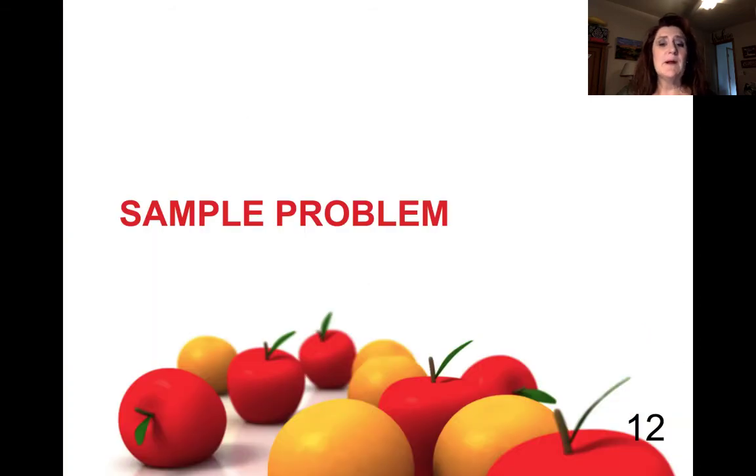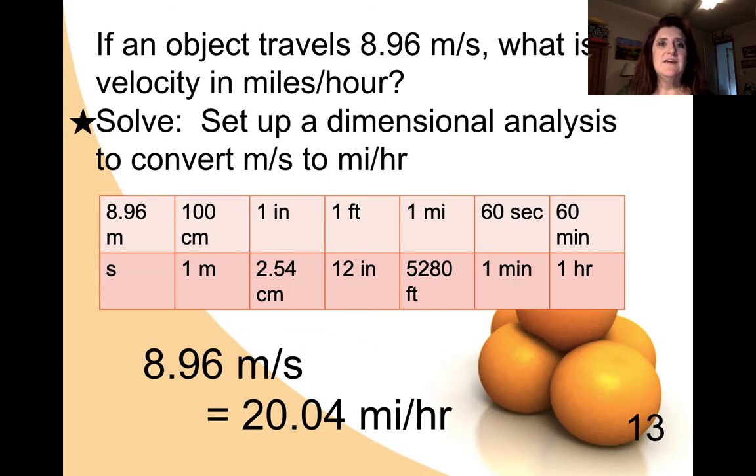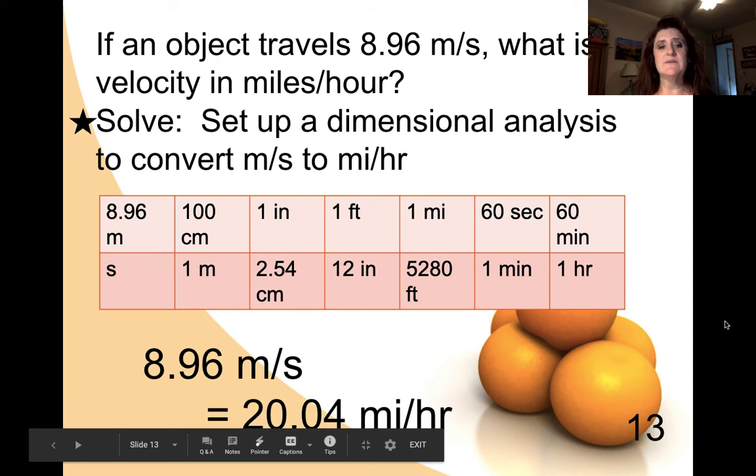Now, this is a sample problem just for video purposes. If an object is traveling at 8.96 meters per second, what is its velocity in miles per hour? And again, I'm going to walk you through this one, but then we're actually going to do 3 together. So you have to set up a dimensional analysis to convert meters per second into miles per hour. Mathematically it will be 20.04 miles per hour.